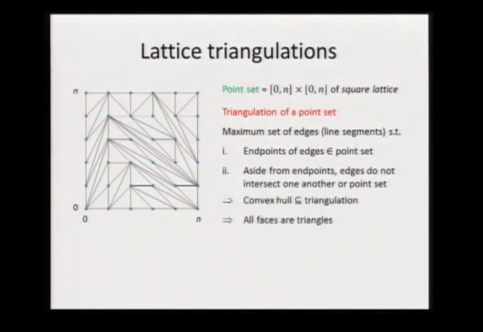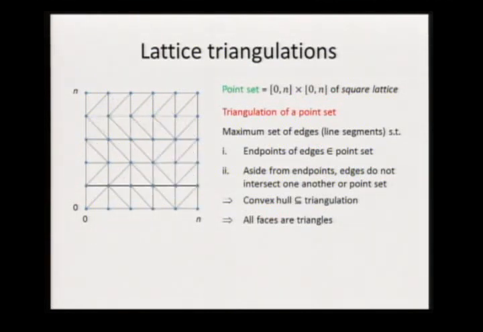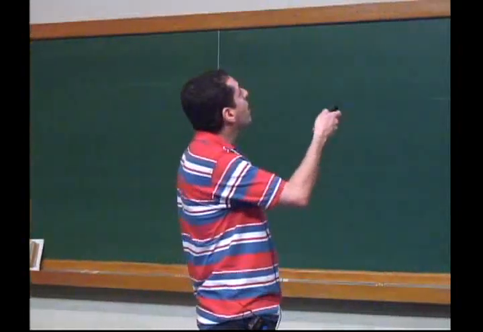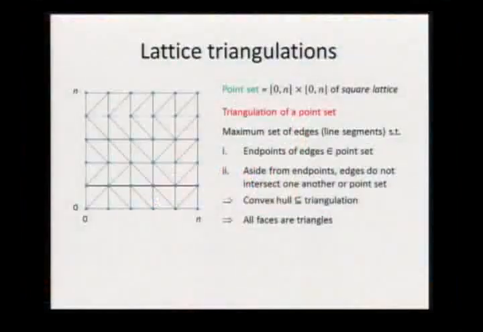And some basic properties. The convex hull of a point set, which is just the boundary here, always belongs to the triangulation. But actually, that's not the only triangulation that you can build. There are many others. For example, you can build this very simple one, where you have 1 by 1 squares with a diagonal crossing each of these squares. This is a valid triangulation. And there are really many of them.